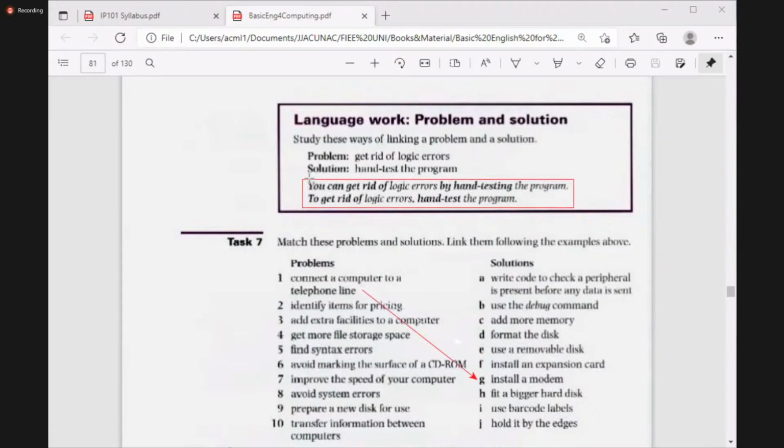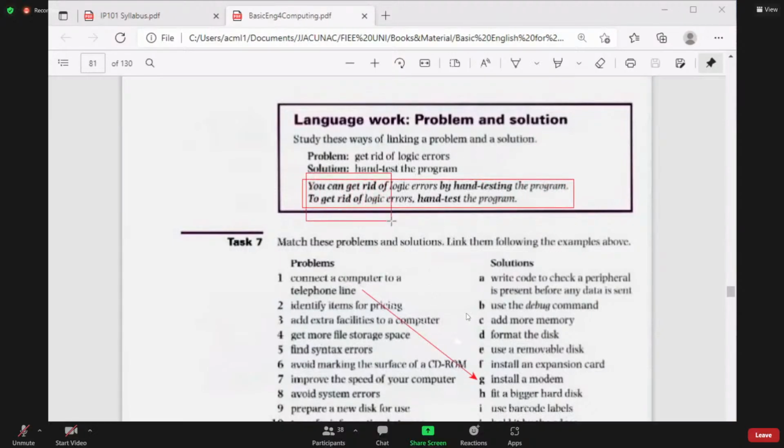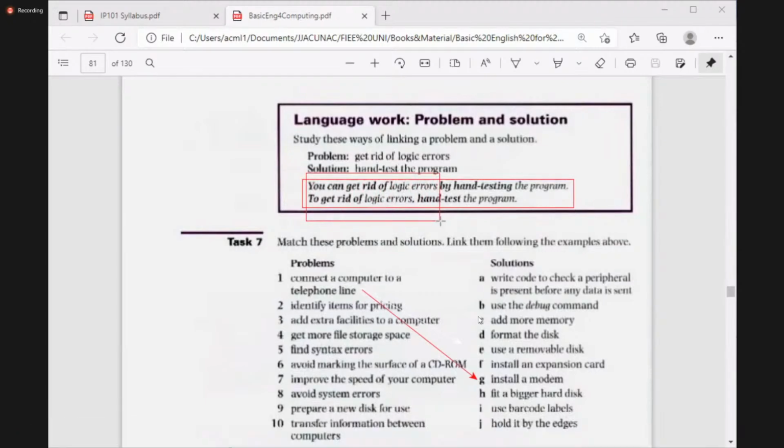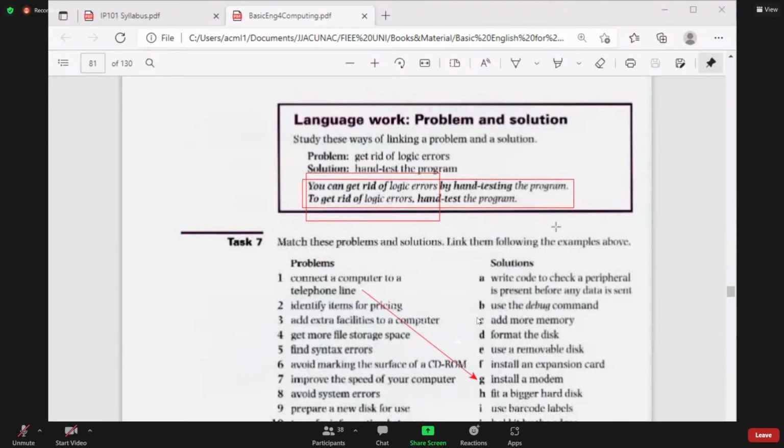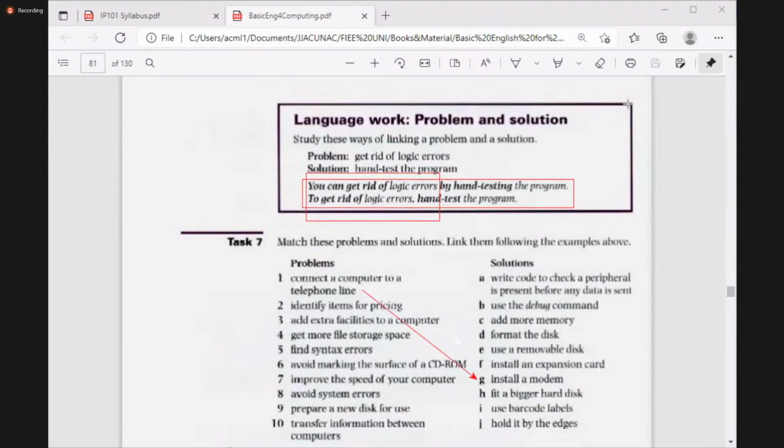What is the problem? The first part. This part is the problem: to get rid of logic errors, or you can get rid of logic errors. What is the part of the solution? By hand testing, or hand test the problem. Okay, that is the part of English. Not very complicated, fortunately, for our situation, since we need to have the second hour for evaluation. But that is the way.